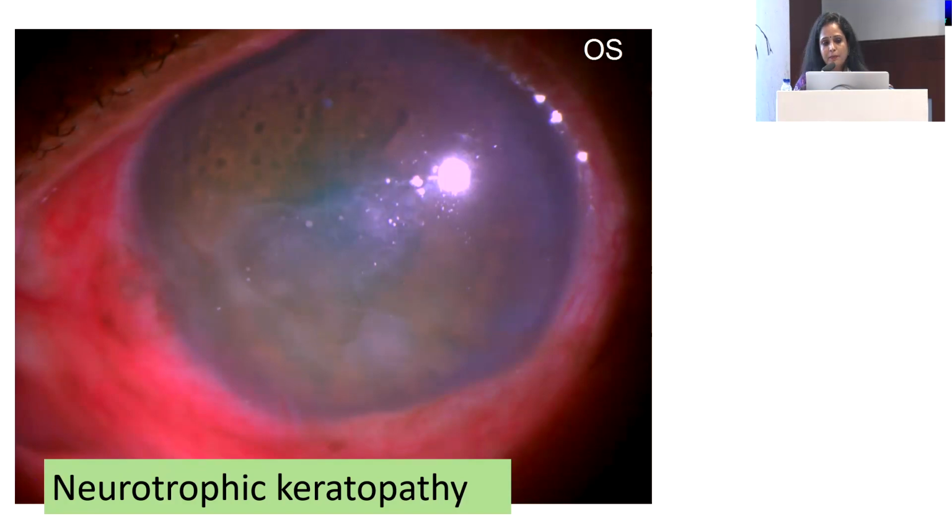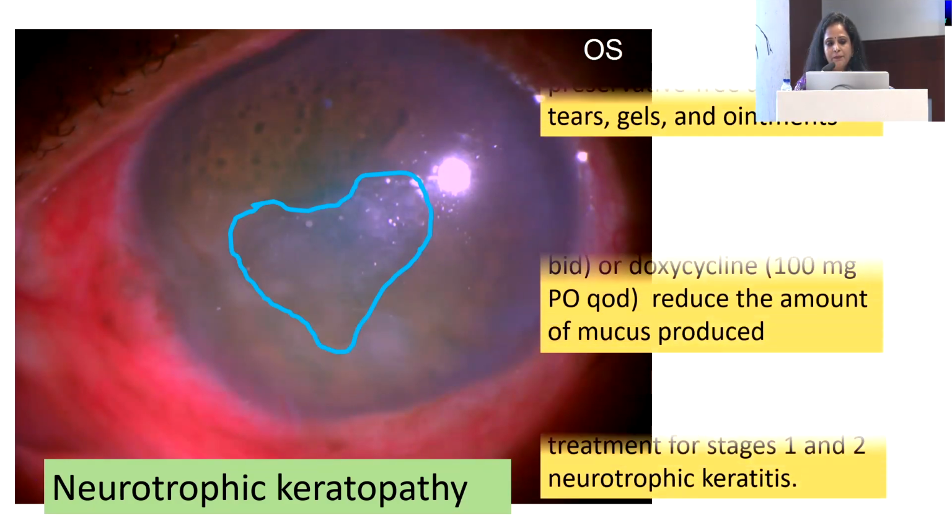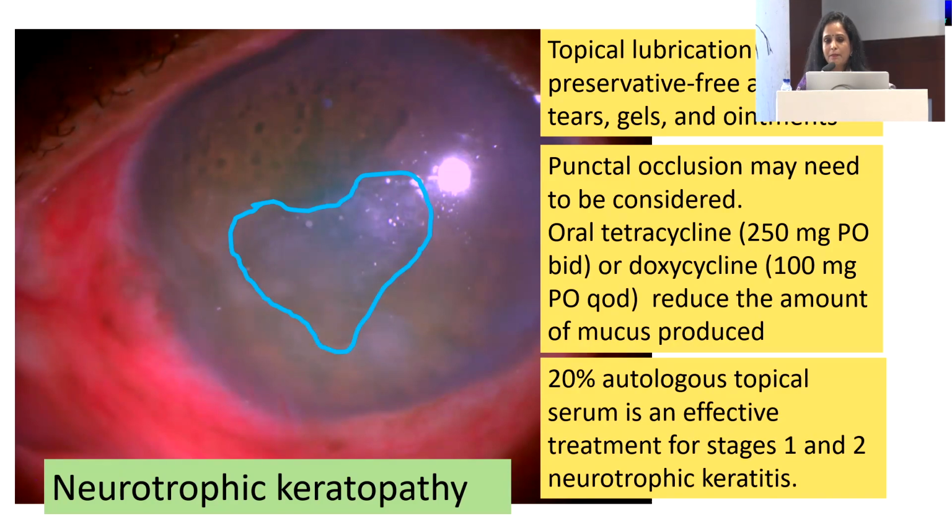Neurotrophic keratopathy: usually these patients initially present with punctate epithelial erosions which then progress to a persistent epithelial defect, and they usually have an oval-shaped ulcer either centrally or in the paracentral inferior part of the cornea. These patients should be treated with topical lubrication, preservative-free artificial tears, gels and ointments, and punctal occlusion helps in better resolution. Adding oral tetracycline or doxycycline helps to reduce the mucus produced and helps in healing. These patients can also be given 20% autologous serum, which is effective in stages 1 and 2.